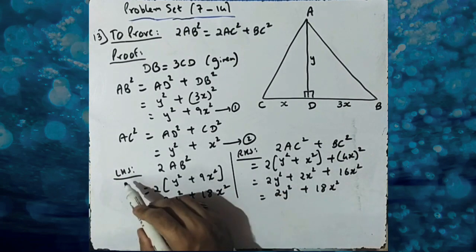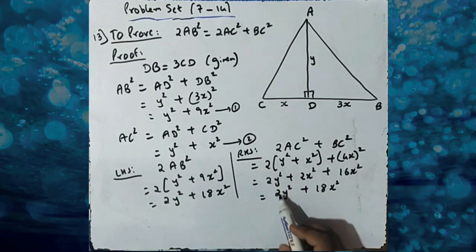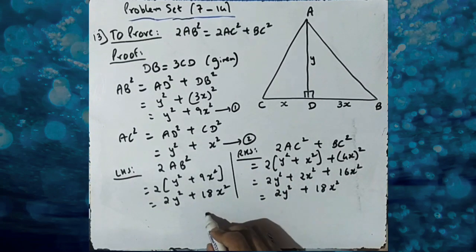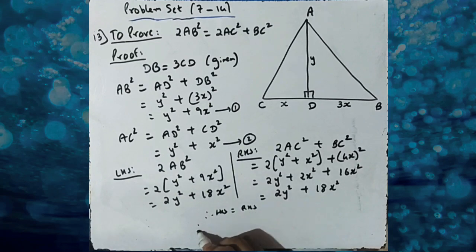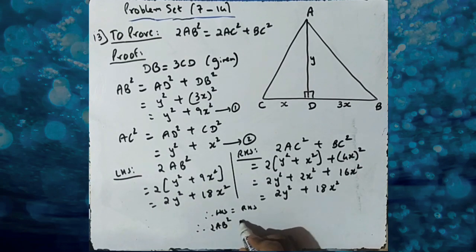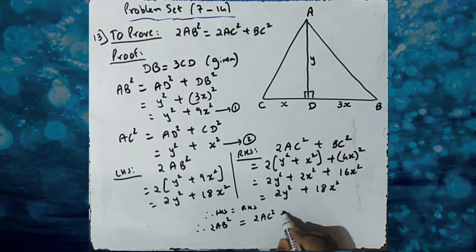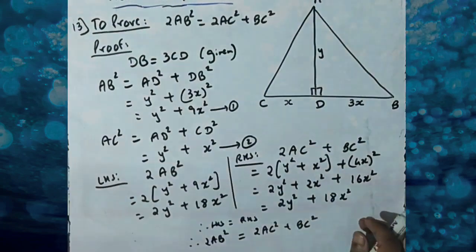Thus we see that the result of LHS and RHS are same. Therefore LHS is equal to RHS. Therefore 2AB square is equal to 2AC square plus BC square.